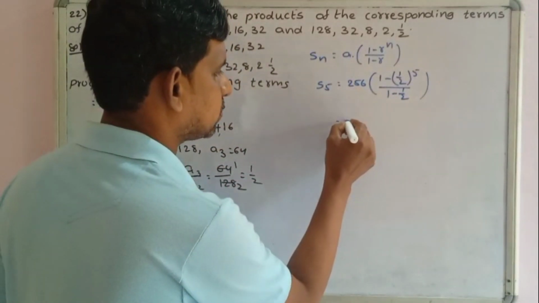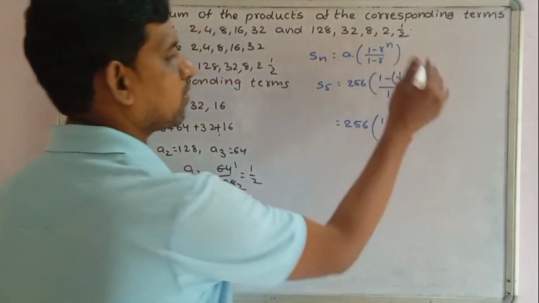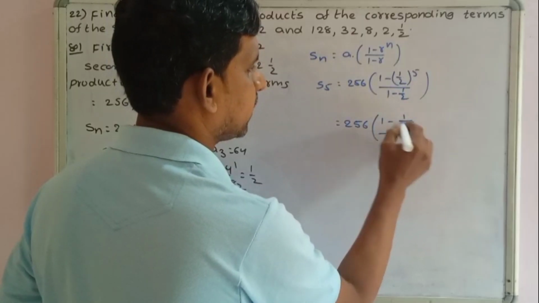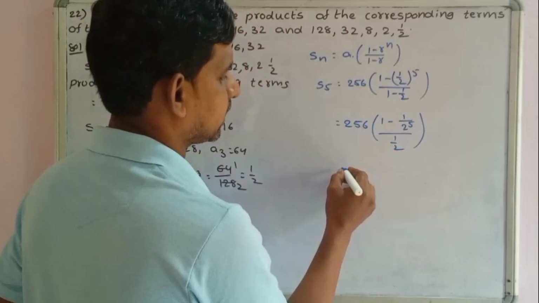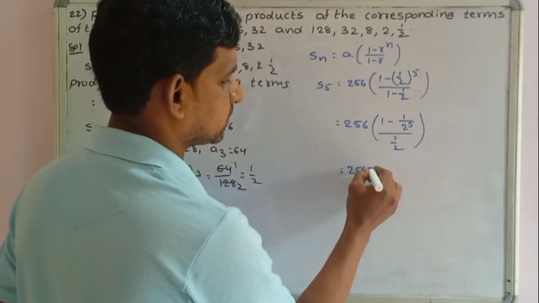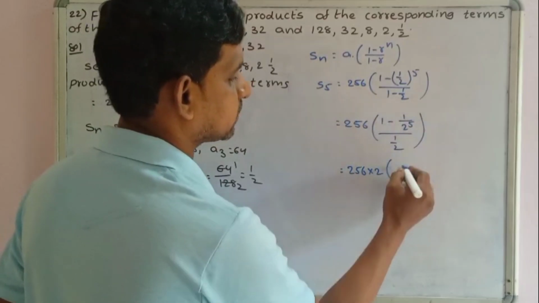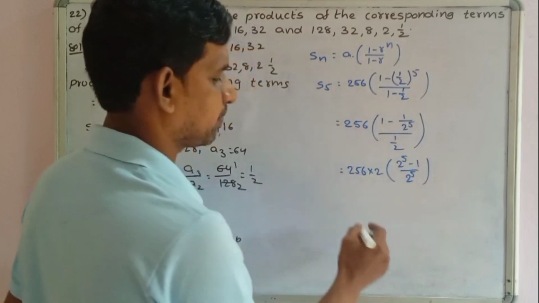So that equals 256. 1 power 5 is 1. 2 power 5 by (1 minus 1 by 2), where 1 minus 1 by 2 is 1 by 2. That equals 256. Transposing to the left side, the numerator multiplies with 2, into 2 power 5 minus 1, divided by 2 power 5.